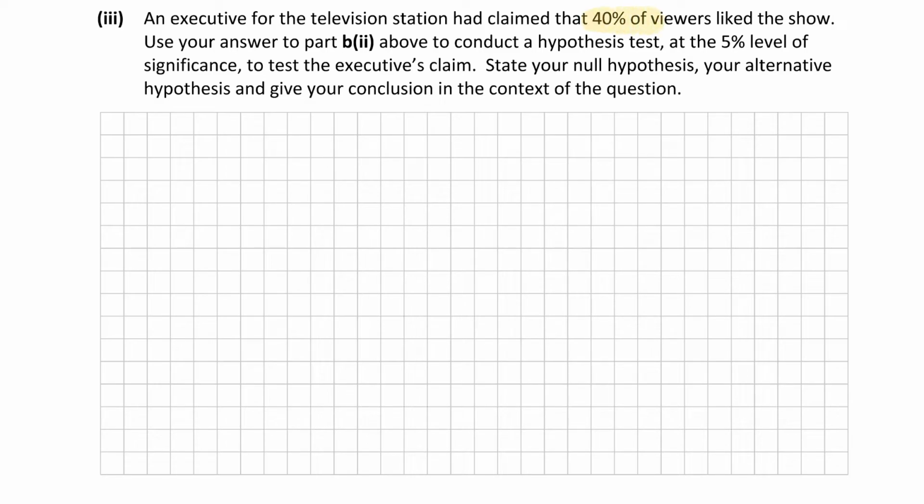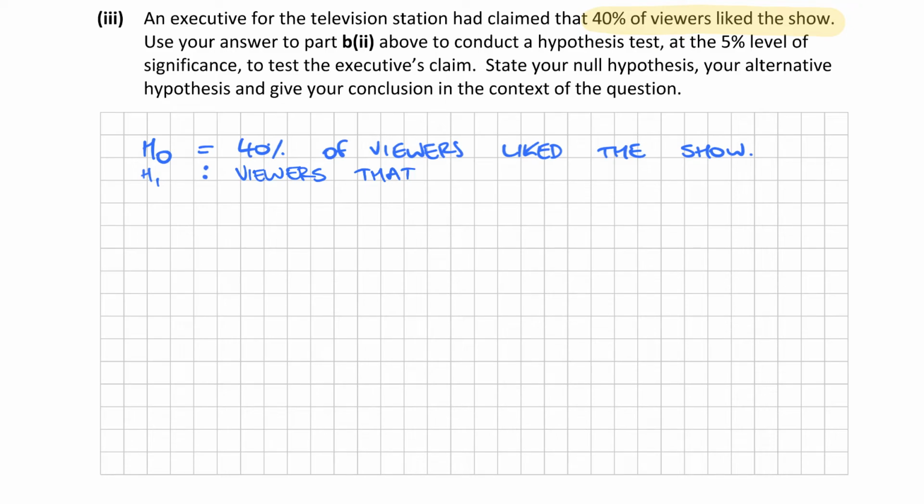We can see there that the claim here is that 40% of viewers like the show. So that can be our null hypothesis. H0: 40% of viewers liked the show. That's one hypothesis. We also need to put in an alternative hypothesis. So an alternative hypothesis would be that the viewers that liked the show is not equal to 40%. So it does not equal 40%.